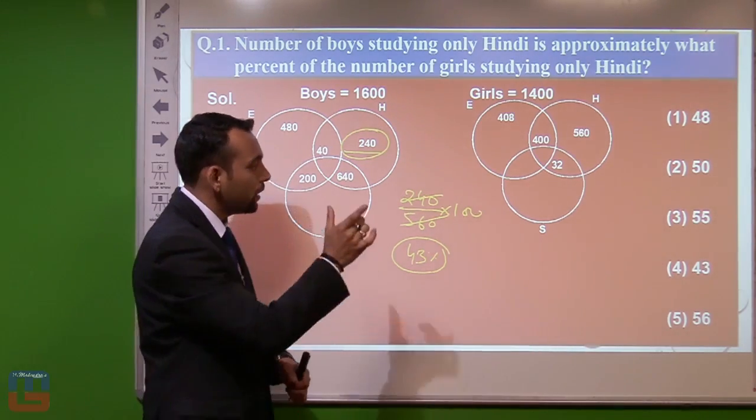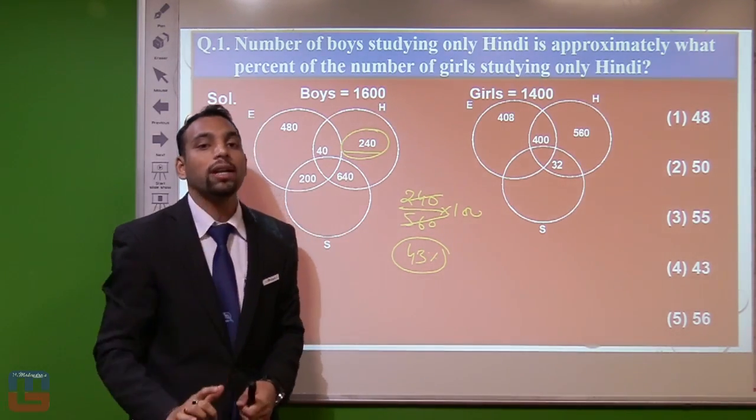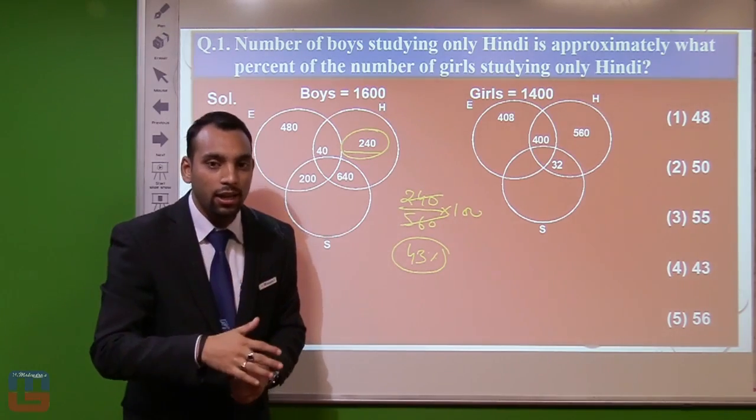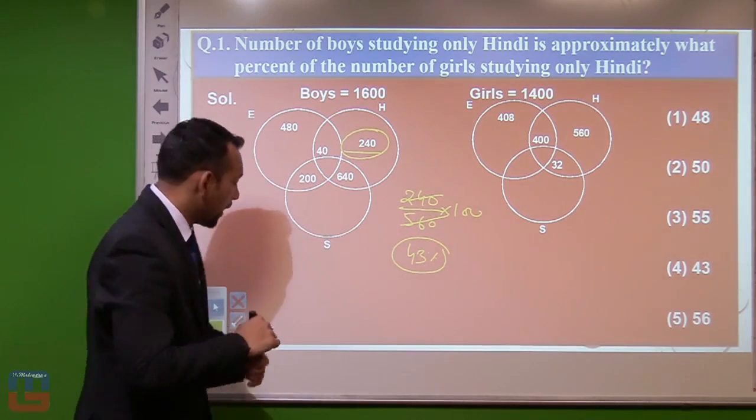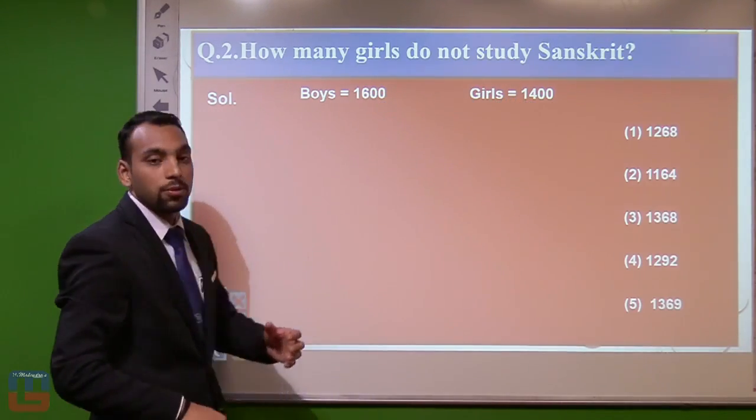So if you have the data or if you have the Venn diagram, it will hardly take you 20 or 30 seconds to give the answer. Right, now let us see the next question.